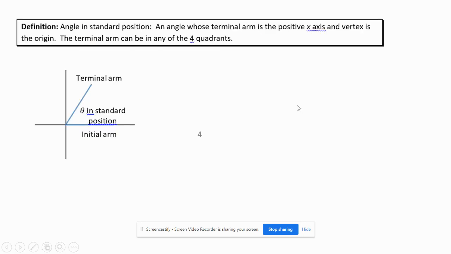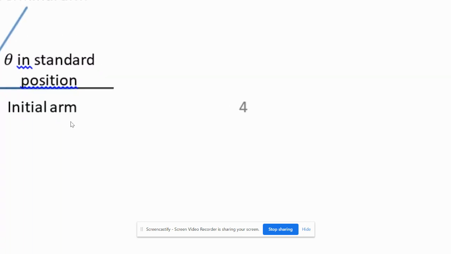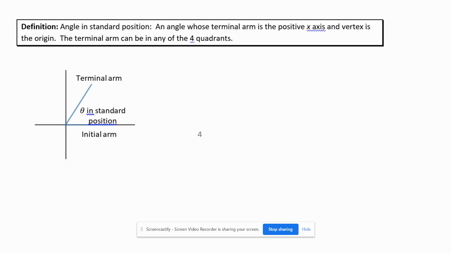Okay, moving on. We have a definition here we'll call the angle in standard position. So an angle in standard position is an angle whose initial arm is the positive x-axis and vertex is the origin. The terminal arm can be in any of the 4 quadrants. So what we mean by here, sorry, my mistake guys, this is the initial arm over here. The terminal arm would be this guy over here. So in this case, from here to here would be my angle in standard position.